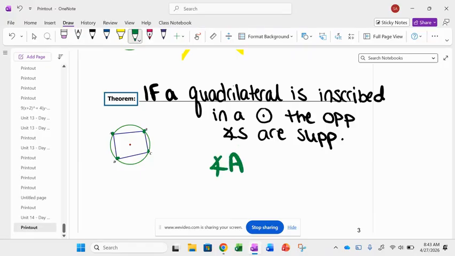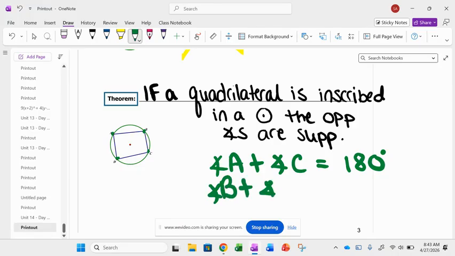So that means angle A plus angle C, those are opposite angles, equal 180. And what else should equal 180? What two angles? Yep, angle B plus angle D equals 180.